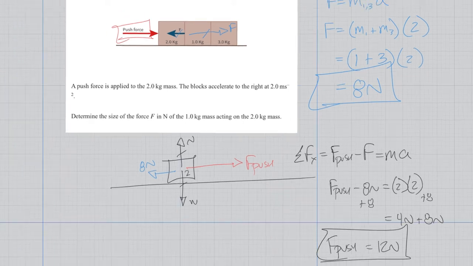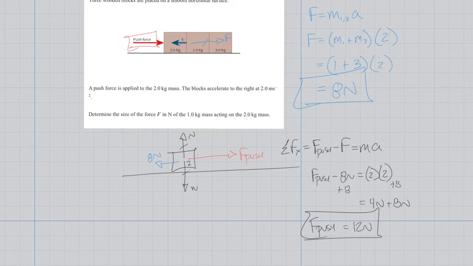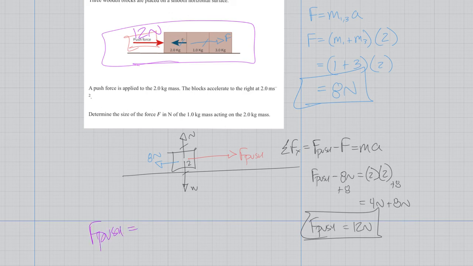Now, the last thing is this should make sense for accelerating all of it, right? If we think about all of the objects, if we have a push force of 12 newtons, so we'll say F push equals the mass total times the acceleration. So this is 12 equals my total mass, which is 6, times my acceleration, which is 2. And that all comes out nice.